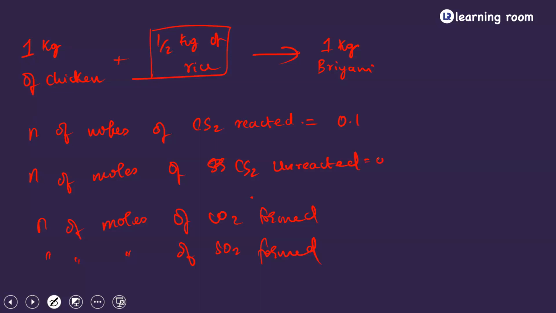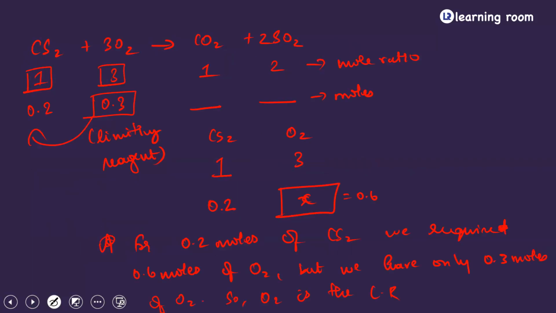So எவ்வளவு ரியாக்ட் ஆகாம இருக்கு? 0.1 mole is left unreacted. Clear? Next, what is the number of moles of carbon dioxide formed? The number of moles of carbon dioxide will depend on carbon disulfide moles or oxygen moles? Limiting reagent based பண்ணி தான் product decide பண்ணணும். 3 moles of O2 க்கு I am getting 1 mole of carbon dioxide and 2 moles of sulfur dioxide. So for 0.3 moles of O2, how many moles of carbon dioxide do I get, Balaji?